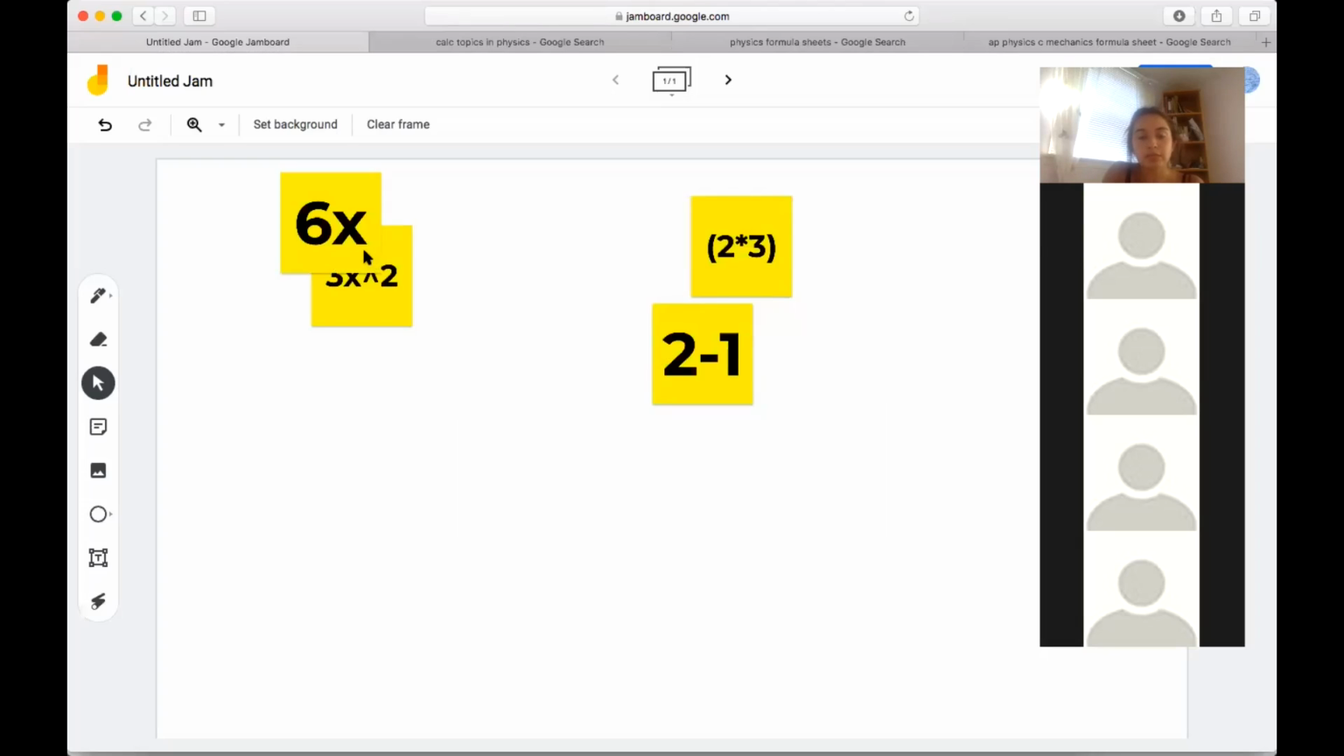And the integral is basically just the opposite. So if you were to take the integral of 6x, you would come back to 3x squared.